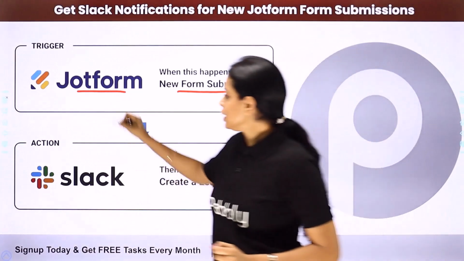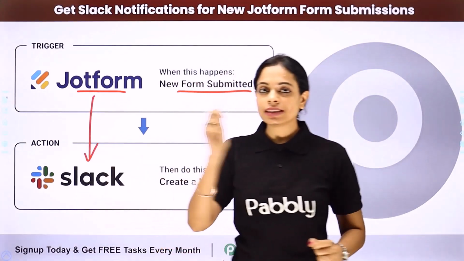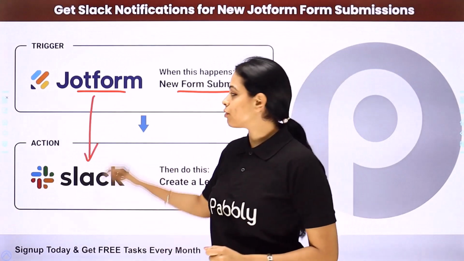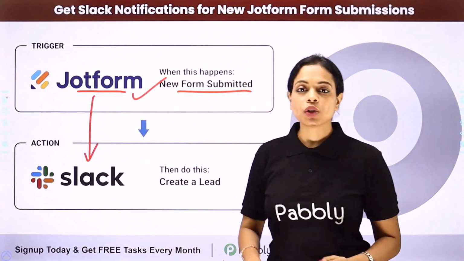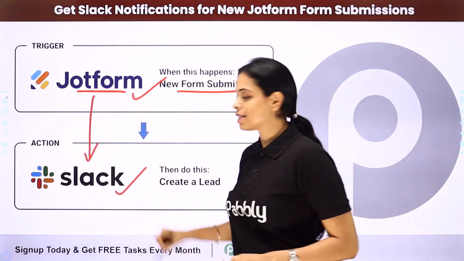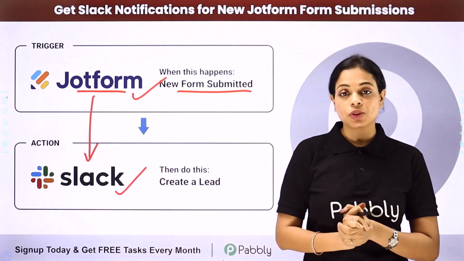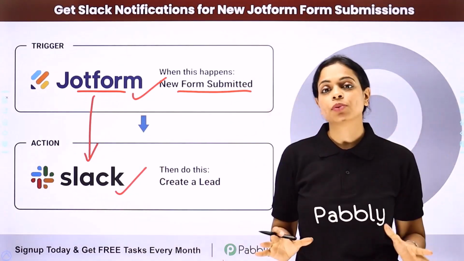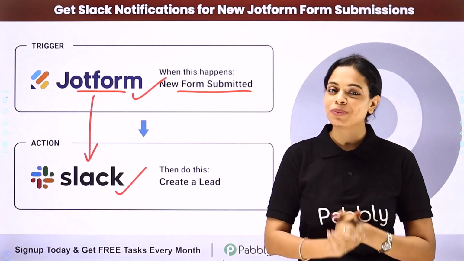For this, you will have to integrate the two applications, and the same thing can be done using Pabbly Connect software. Here your trigger application will be Jotform and your action application will be Slack. Now how can you do this yourself, integrate and automate this entire process? To understand that, let me take you to my screen.